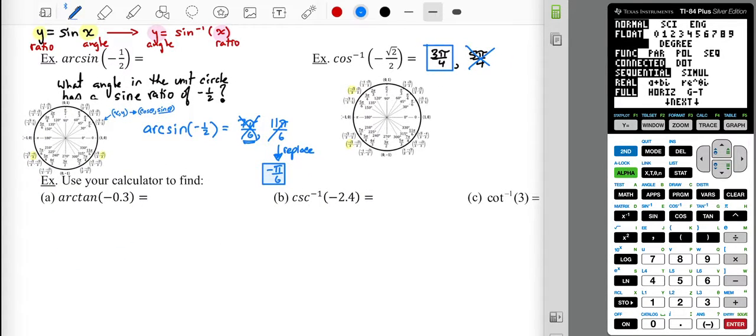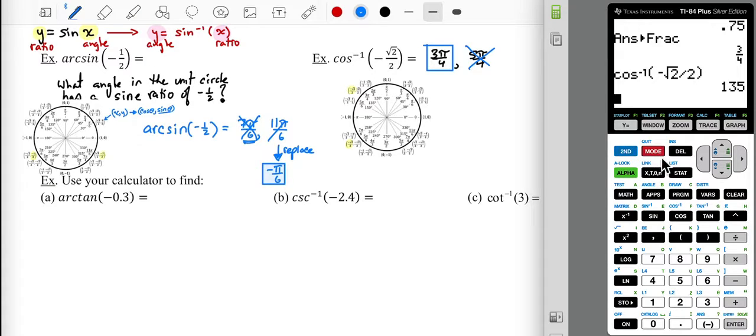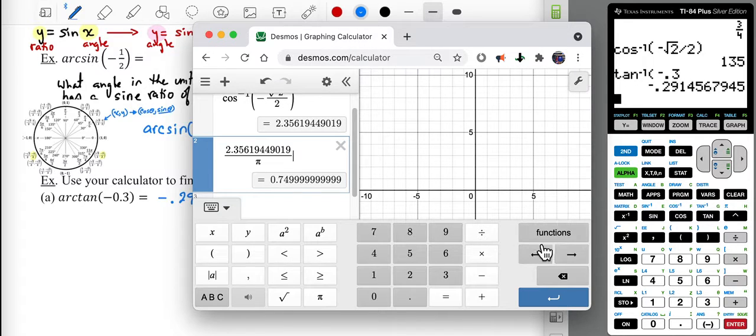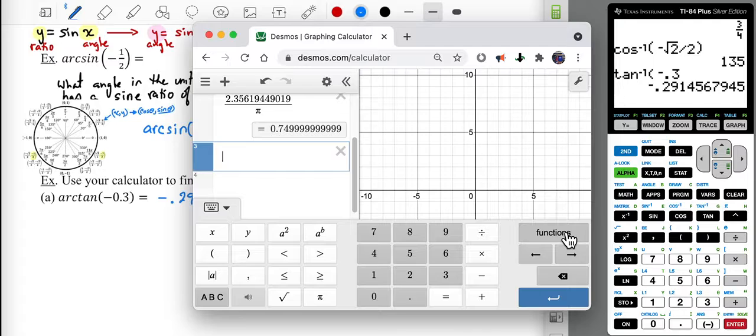Now these other ones are just flat out telling you to do it in the calculator, so they're calling for decimal answers. Arctan of negative 0.3, so about negative 0.291. Arc cosecant, arc cotangent. You're like, oh no, there's no arc cosecant, arc cotangent on the calculator. There is on Desmos. All right, so now you're sold. If you weren't before, you are now.